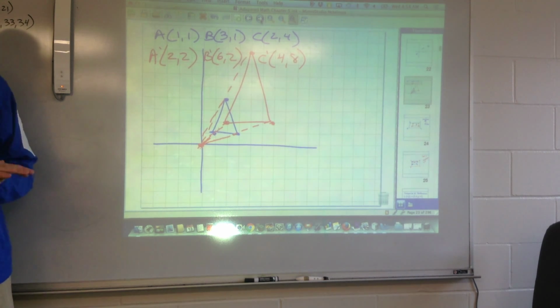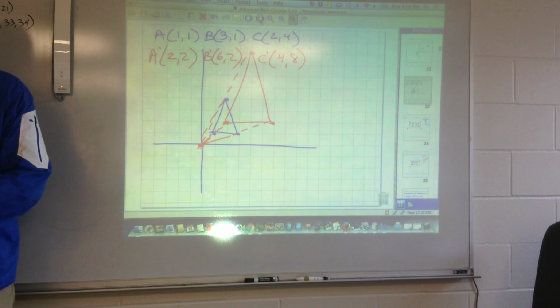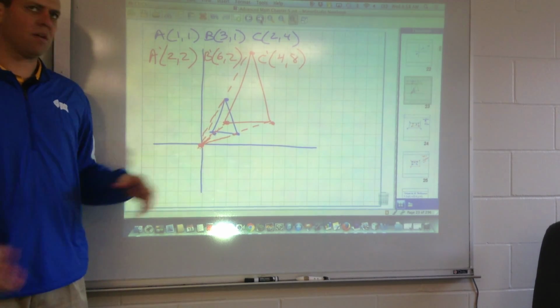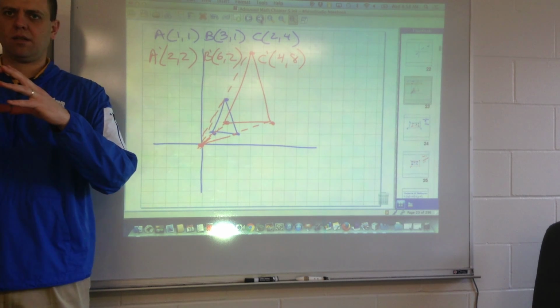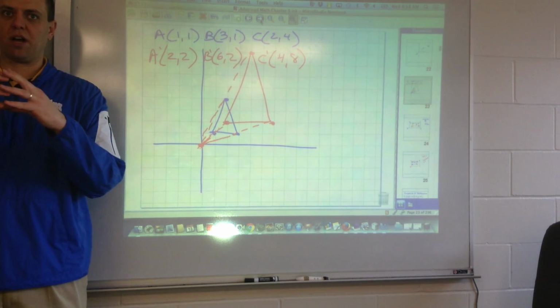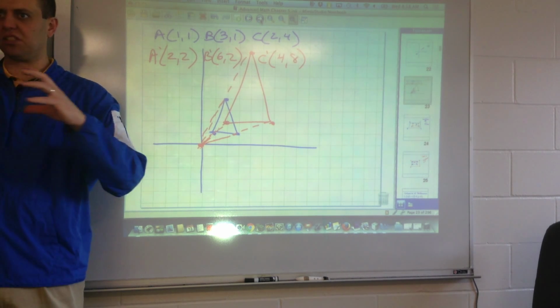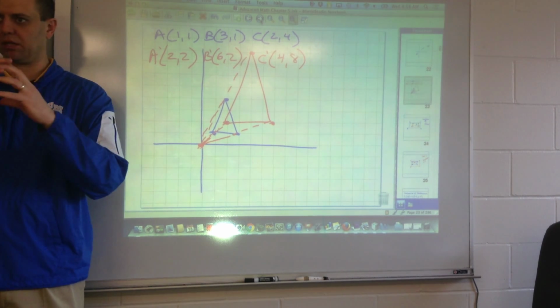All right? So this is an example of a dilation. It's also kind of like when you put an image on a Word document and you want it to be bigger or smaller, how you can click on the corner and drag it in or drag it out, and it stays the same shape, but it just gets bigger or smaller.